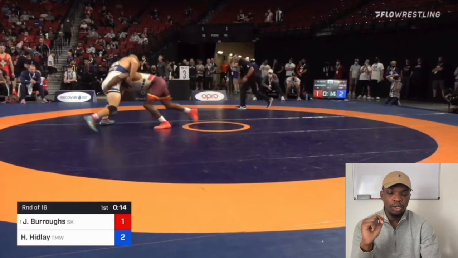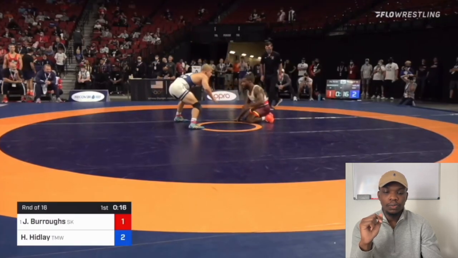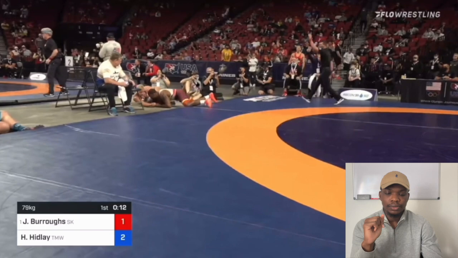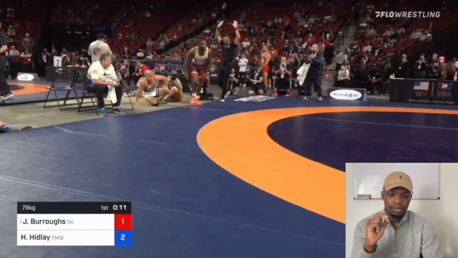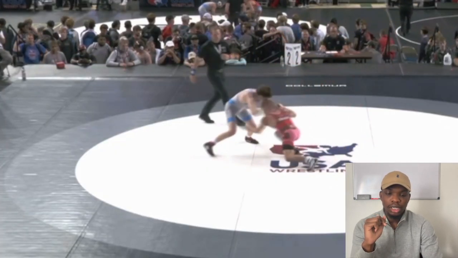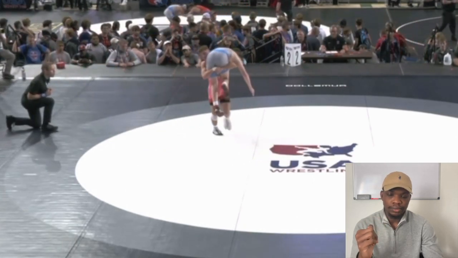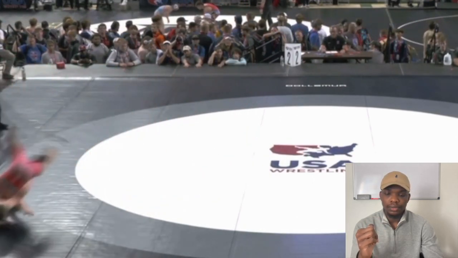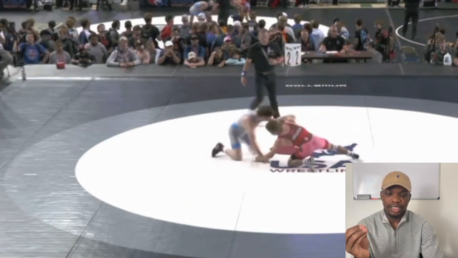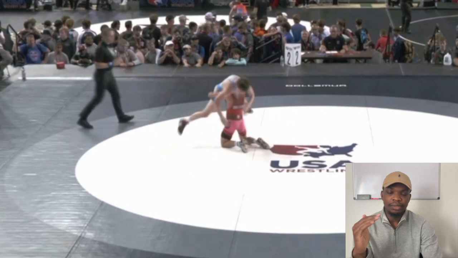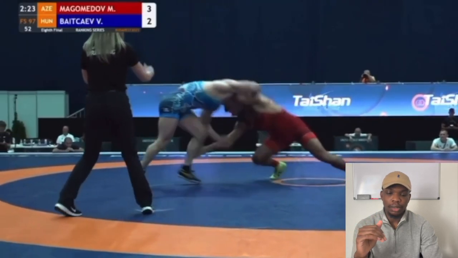So here you have Jordan Burroughs. He's going to sweep single right into a blast double. Next you have Leo DeLuca. So he attacks the ankle and then goes right into a double leg. This is unexpected because he attacks the ankle. He wasn't going to get that. His opponent stands back up, expecting him to stand back up as well, and he goes in for the double.